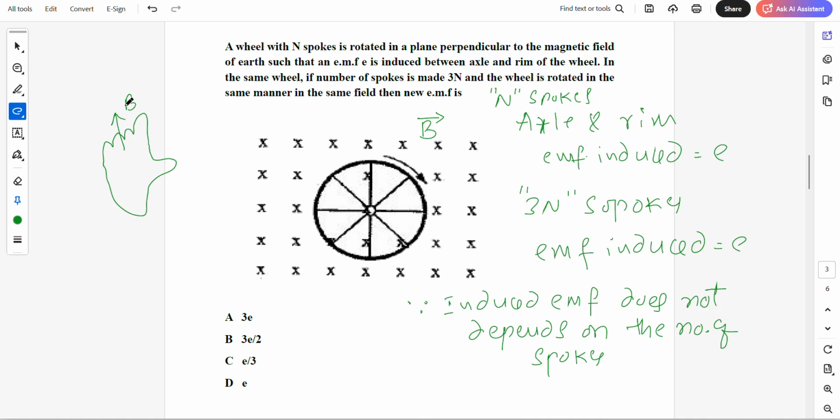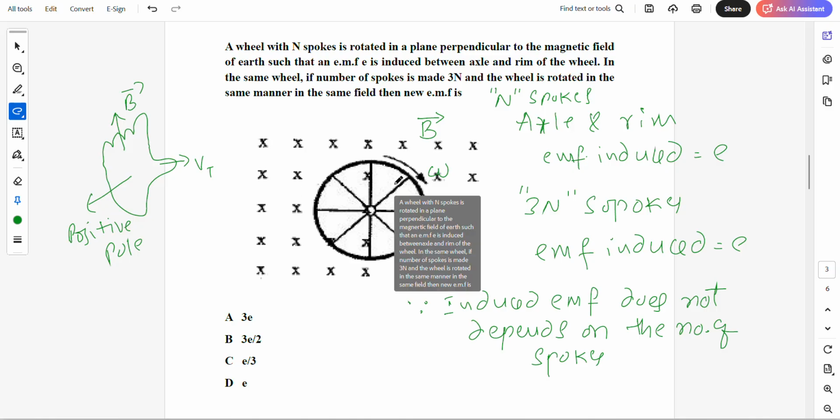This is the field. This is your tangential velocity. Now, this is the positive pole. This is just for your knowledge I am telling. Now, this is the magnetic field that is inside, and it is rotating with omega. Now, how will the positive pole be? The positive pole will be where the palm is coming.